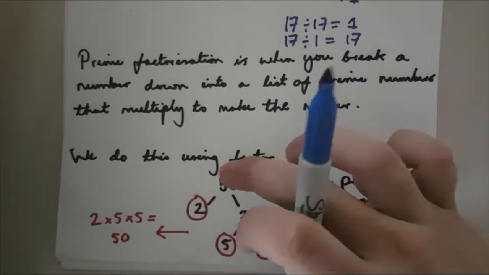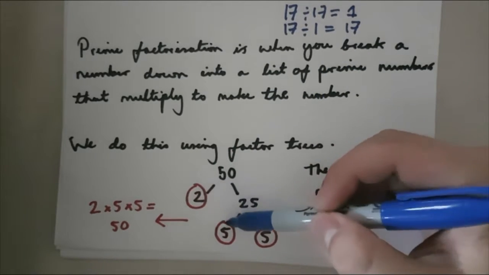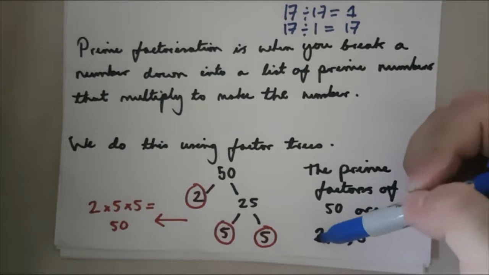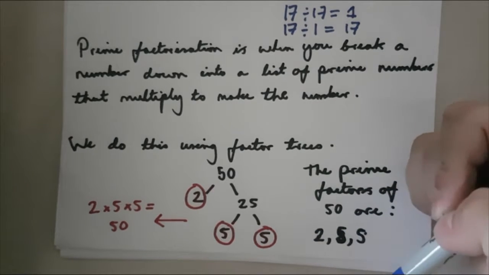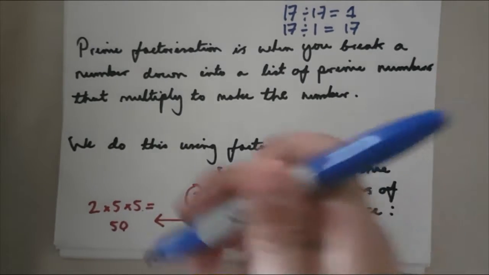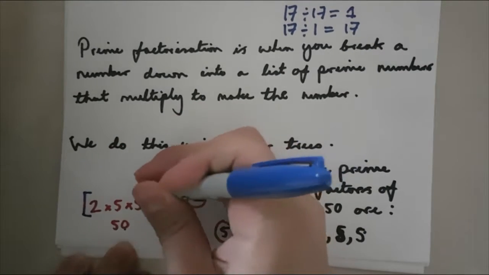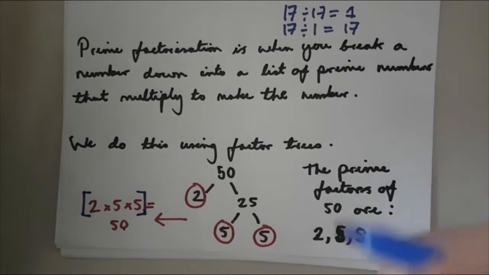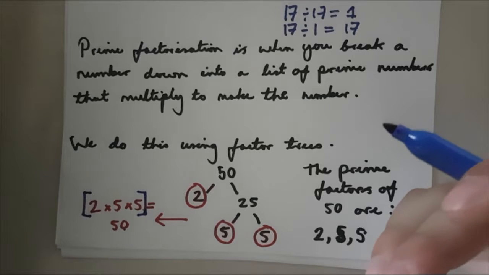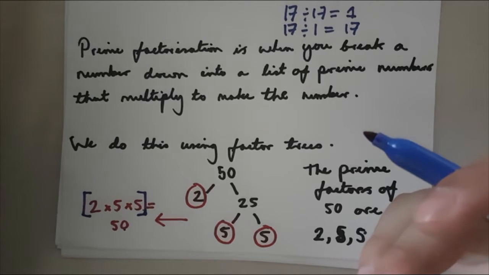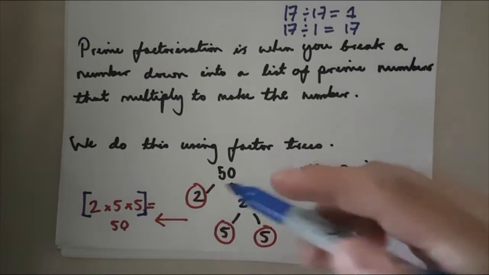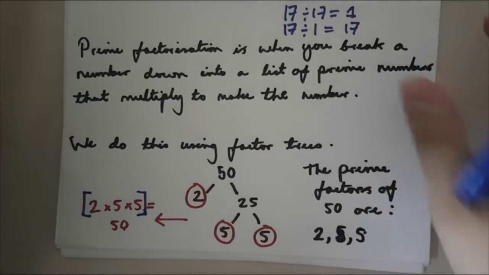So we're finished here. What we do is we just collect these, 2, 5, and 5, and we say the prime factors of 50 are 2, 5, and 5. And the reason for that is because 2 times 5 times 5 is 50, and these three numbers are themselves prime. So that's essentially what prime factorization is. It's just to make it so that you get prime numbers that multiply to make the number that you have here.